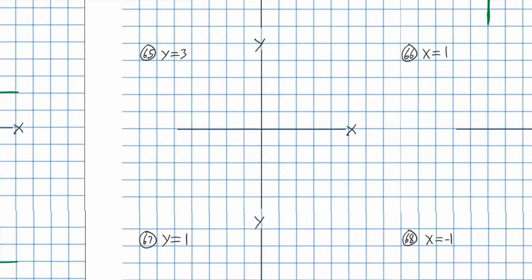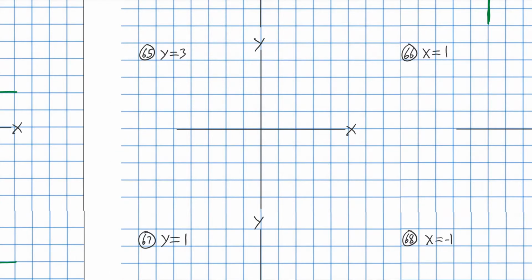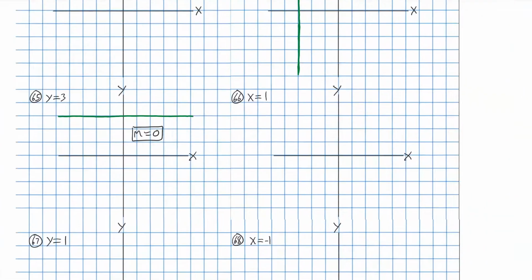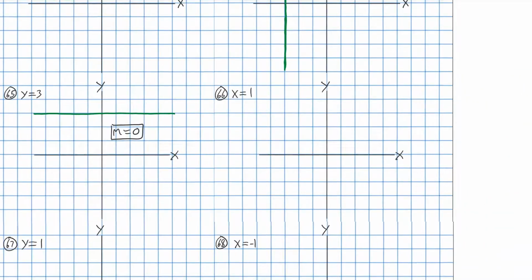All right, we're back. Y is equal to 3. That would look like this. And the slope is going to be 0. Slope of horizontal lines is always 0. So if you got that graph, good job. Try 66, and when you come back, we'll do it together.